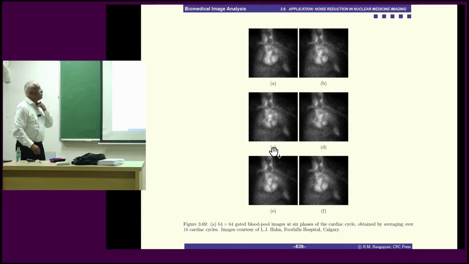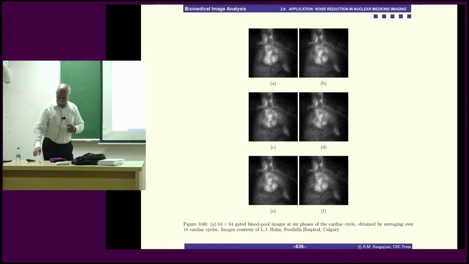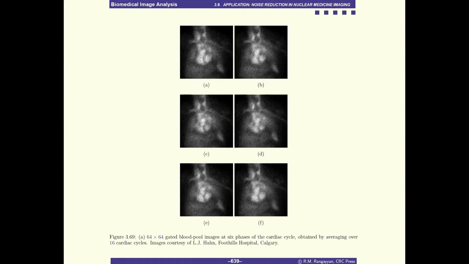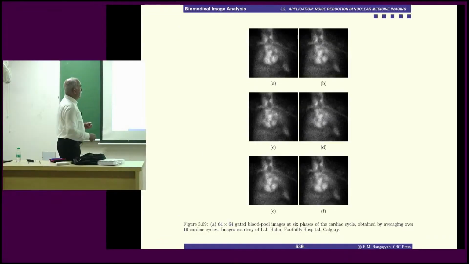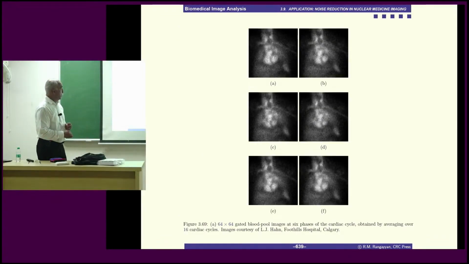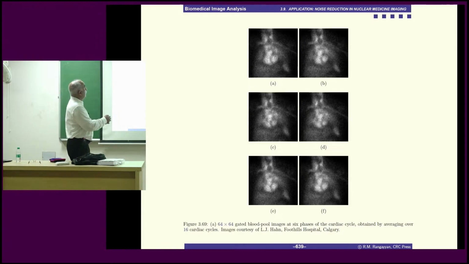And this is gated blood pool imaging, where the ECG is taken. The patient is administered this radioactive material. There are 6 phases of the cardiac cycle here. The heart, the left ventricle. The left ventricle is contracting, the smallest here, and then it is expanding back.